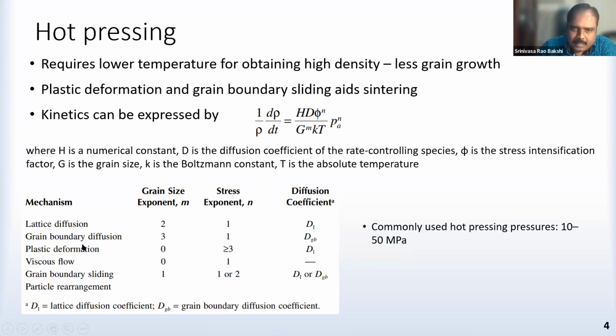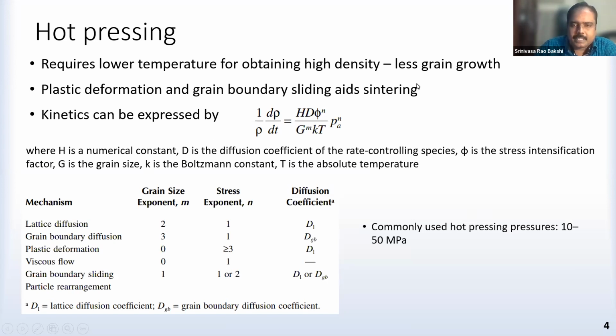For example, if plastic deformation is the mechanism, you will have a grain size exponent of 0. That means the rate doesn't depend on the grain size, and the stress exponent here can be from 3 to 10. So it is essentially dependent on the pressure, and commonly used pressures in hot pressing are 10 to 50 MPa in the case of ceramics.